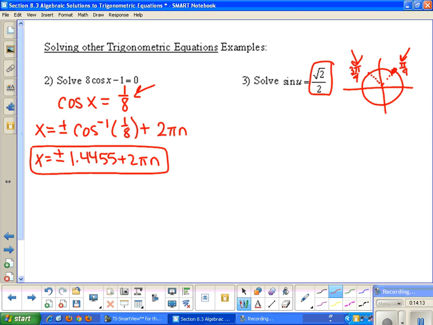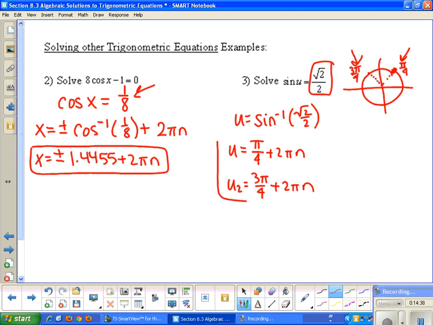Or again, you can think about your graph, so however you like to do that. So I know that u is equal to the sine inverse of root 2 over 2. So we know that u would be equal to pi over 4 plus 2 pi n, and the second answer is going to be equal to pi minus that, which we know from our unit circle is just 3 pi over 4 plus 2 pi n.